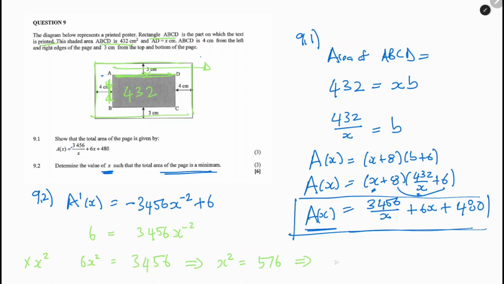So X is equal to plus or minus the square root of 576. But of course, X must be a positive number because it is a distance. It is the length of AD, so it can't be negative. So it must be the positive square root of 576, which, if you punch it into a calculator, you should get 24. And that is it for this question, for 9.2, and indeed for this video.